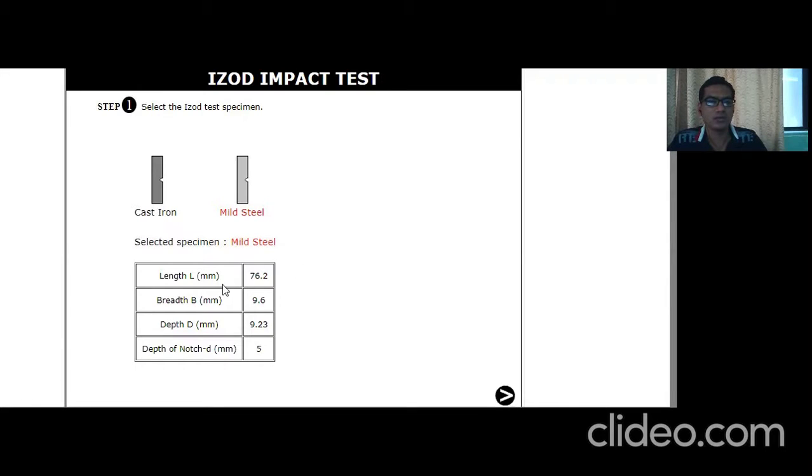The length of the mild steel sample is 76.2 mm, then the breadth is 9.6 mm, the depth is 9.23 mm, and the depth of the notch is 5 mm. Here you can observe the V notch is provided with a depth equal to 5 mm.